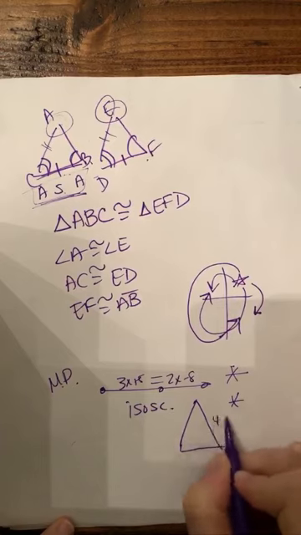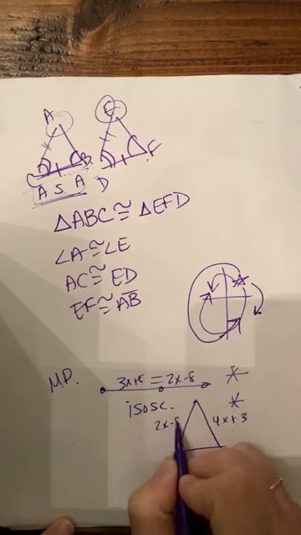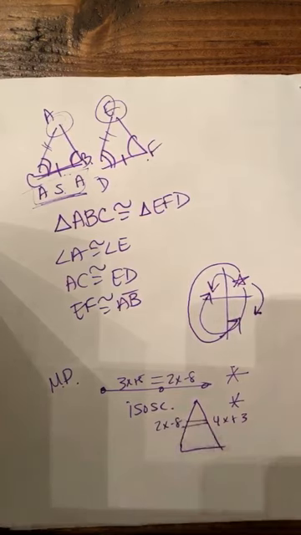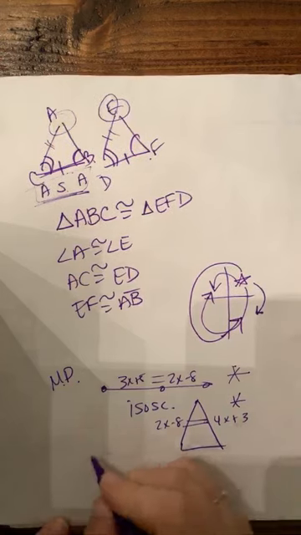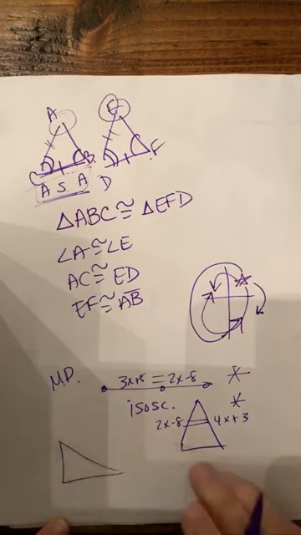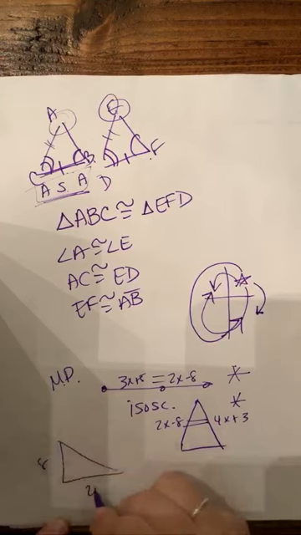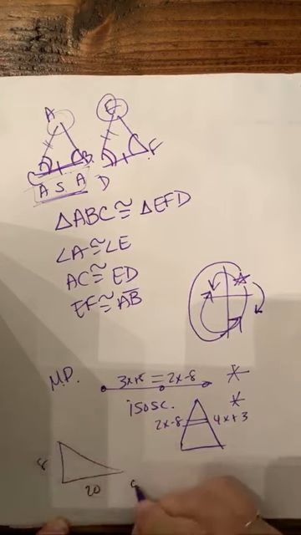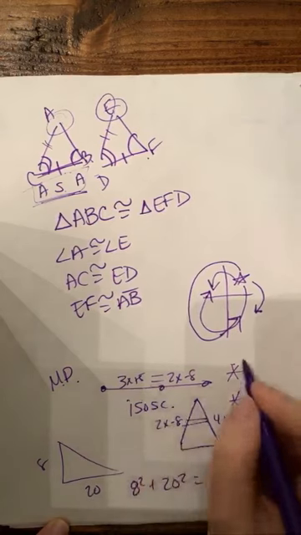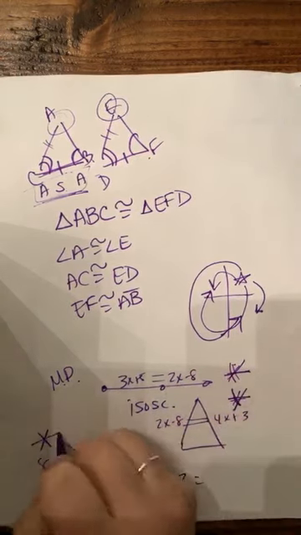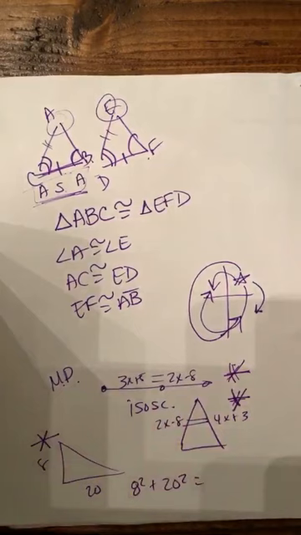Isosceles triangle. So if this is 4x plus 3 and this is 2x minus 8, you have to know what to do with these two sides. And then for this, you also need to know how to do Pythagorean theorem. So 8, 20, and then do 8 squared plus 20 squared. So on the short answer, you're going to have to do this, this, and this. You got to do 3 things in one on the short answer.